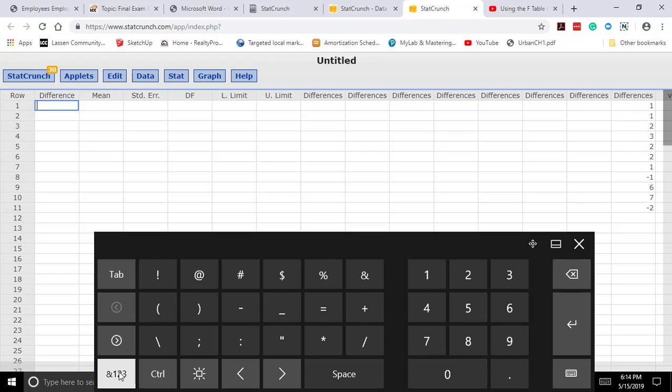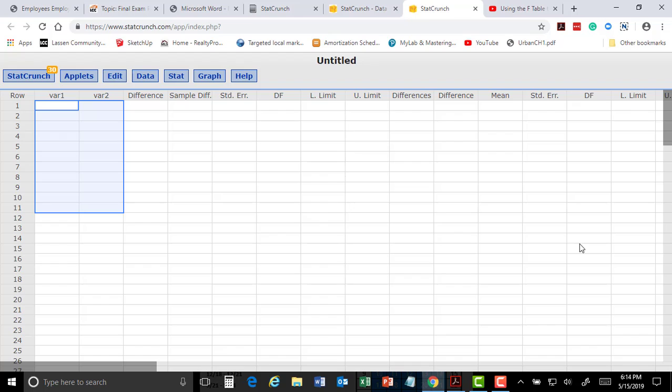Okay, who wants to read it? Want to start back at variable 1 and 2? Do I have differences in here too? Yes. Okay, they're gone. Okay.